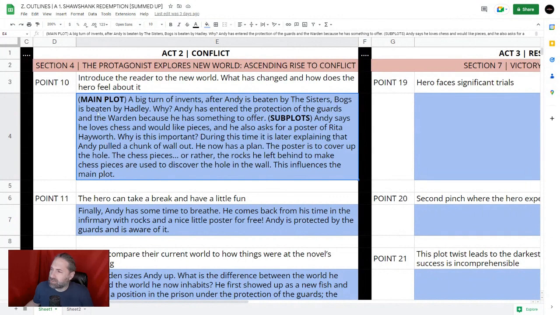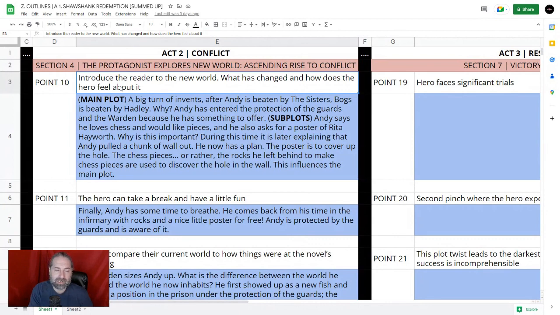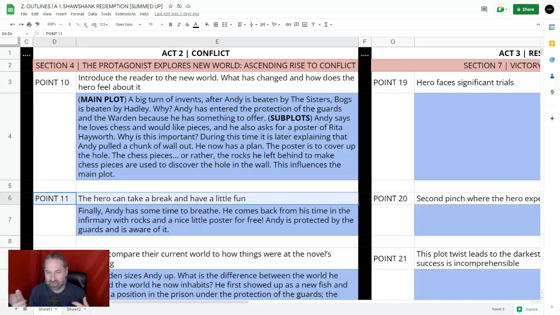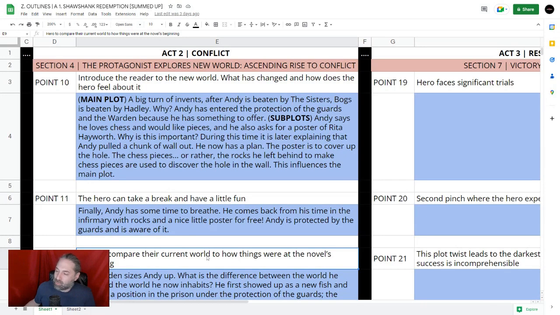All right. So section 4 has point 10, point 11, point 12. Point 10 is literally the process of introducing the new world, what has changed, and how does the hero or the protagonist feel about it. Point 11, that plot point is going to be the hero gets to take a break and have a little fun. Basically, this is where we get to learn a little bit more about them, their relationships with people, and sometimes if they're learning magic, this is like where they're learning the magic. This is the whole montage thing, like, I'm going to show you magic. Oh, here's the magic. Point 12, hero, the protagonist compares their current world to how things were at the beginning of the novel. All right.